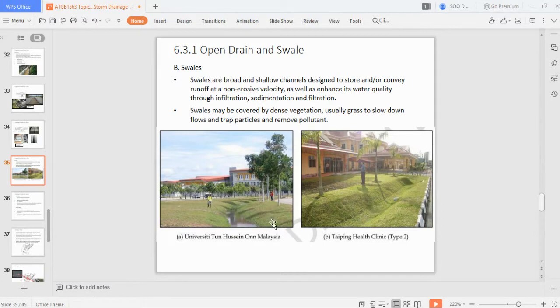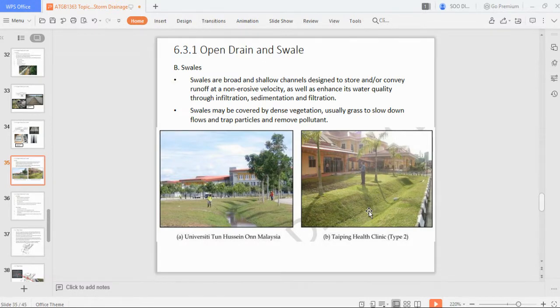Okay, so next we have swale. A swale is a type of drainage, but instead of using concrete, we actually just dig a hole, and we have vegetation planted around it. A swale is a broad and shallow channel designed to convey the runoff at a non-erosive velocity, as well as enhance its water quality through infiltration, sedimentation, and filtration. So a swale is just a hole being dug out and planted with grass.